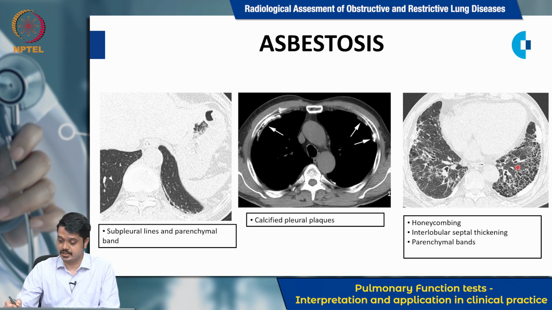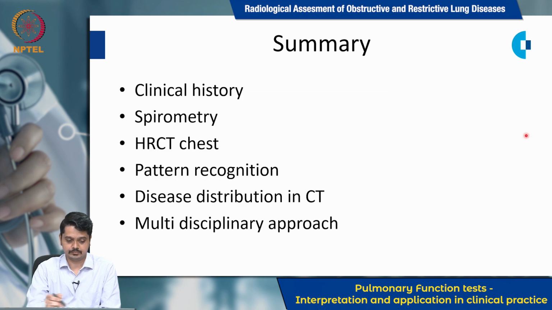This is end stage asbestosis showing lung fibrosis. The fibrosis in asbestosis will also be predominant in the lower lung zone. However, the difference is the calcified pleural plaque and occupational exposure to asbestos. If these two features are there, we can give a diagnosis of asbestosis related fibrosis rather than idiopathic pulmonary fibrosis.